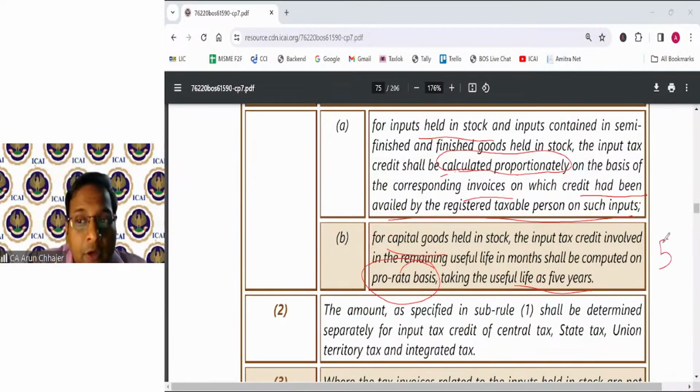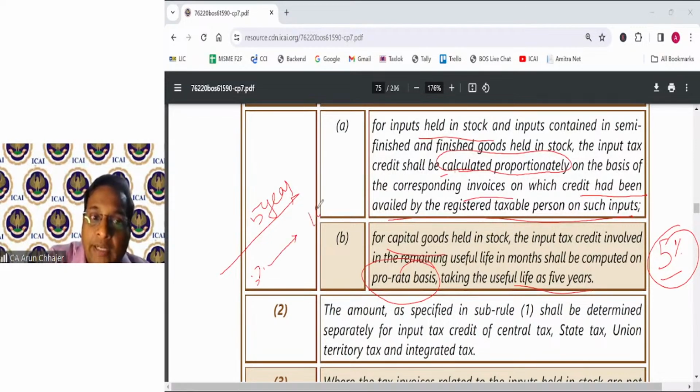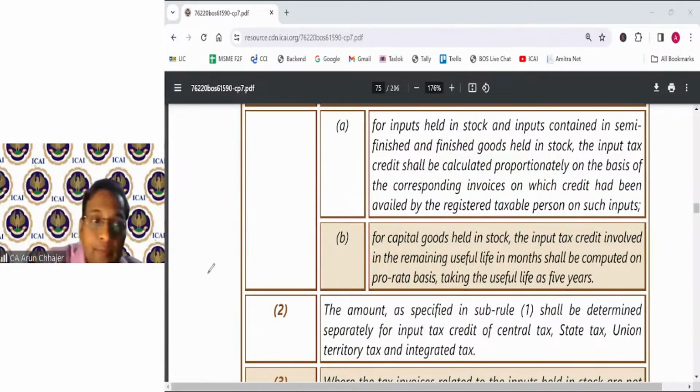Now here, the concept is not 5%. See, if I talk about total 5 years, it will remain the same. If I go by 5% per quarter, for 20 quarters, it will be 100%. For 5 years, it will be 100%. So in totality, the answer would be the same. But what happens? If I go by rule 40, it says 5% per quarter or part thereof. Suppose I have used the asset for 3 years, 2 months, and 1 day. So in that particular concept of rule 40, I have to reverse the ITC, or I have to calculate the amount as 15%.